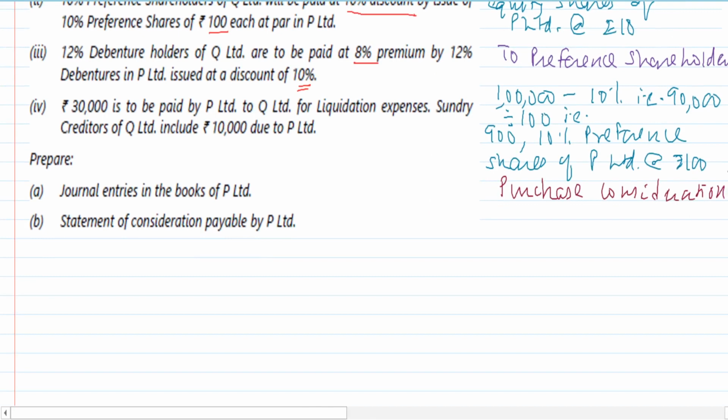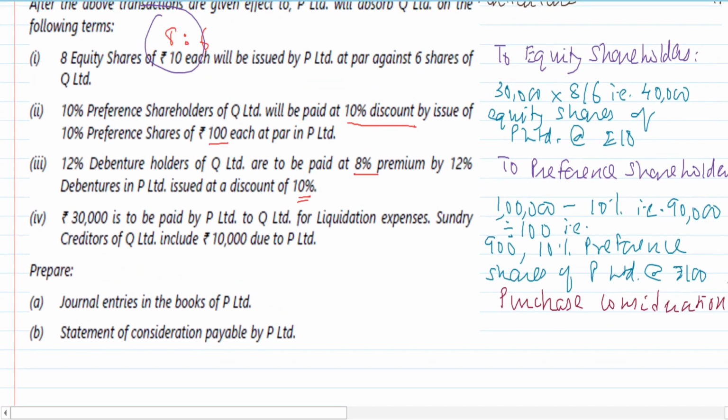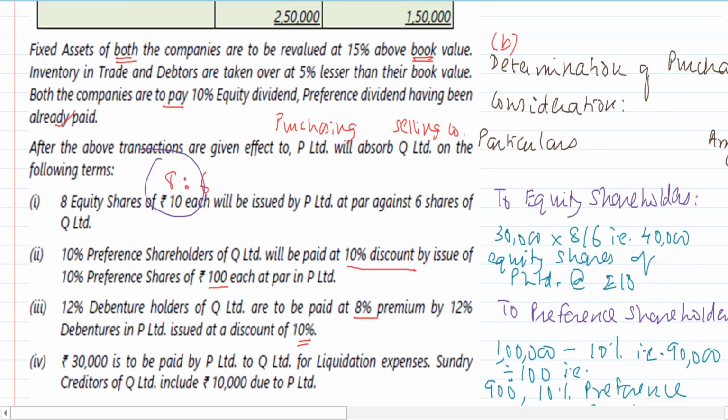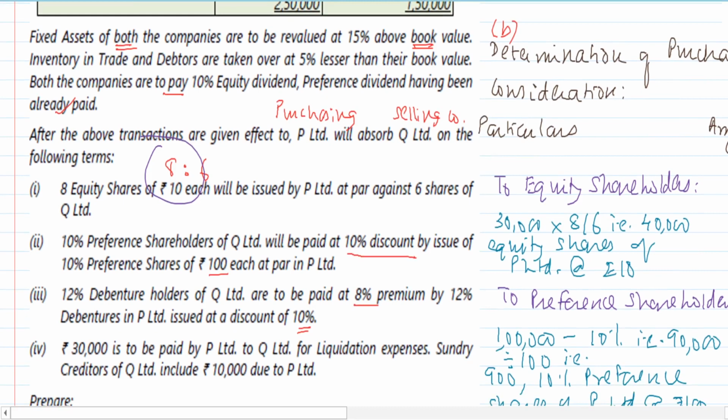Now, part A is journal. We are supposed to record the accounting entries in the books of the purchasing company. See, in the books of the purchasing company, we will be recording the assets and liabilities at their agreed values. This time they have given you agreed values. They are saying fixed assets will be increased by 15%. They also say debtors will be taken over at 5% less, inventory 5% less. So this is the information which they have really given, right?